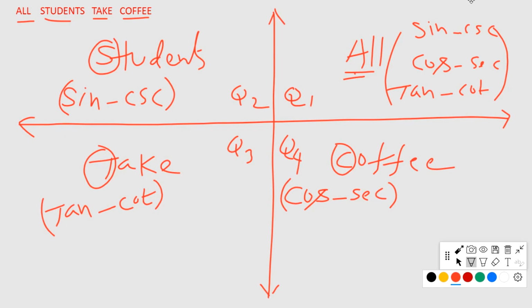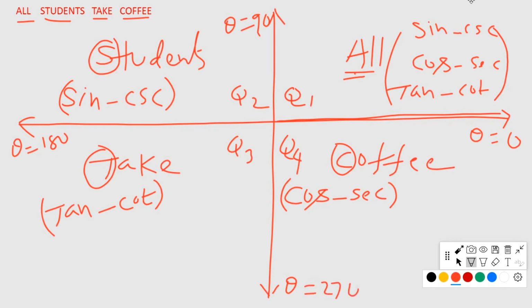Okay, understand? Next, we observe that here in this axis theta equals 0. Here theta equals 90 degrees. Here theta equals 180 degrees. Here theta equals 270 degrees. And again here theta equals 360 degrees, complete angle. Okay.